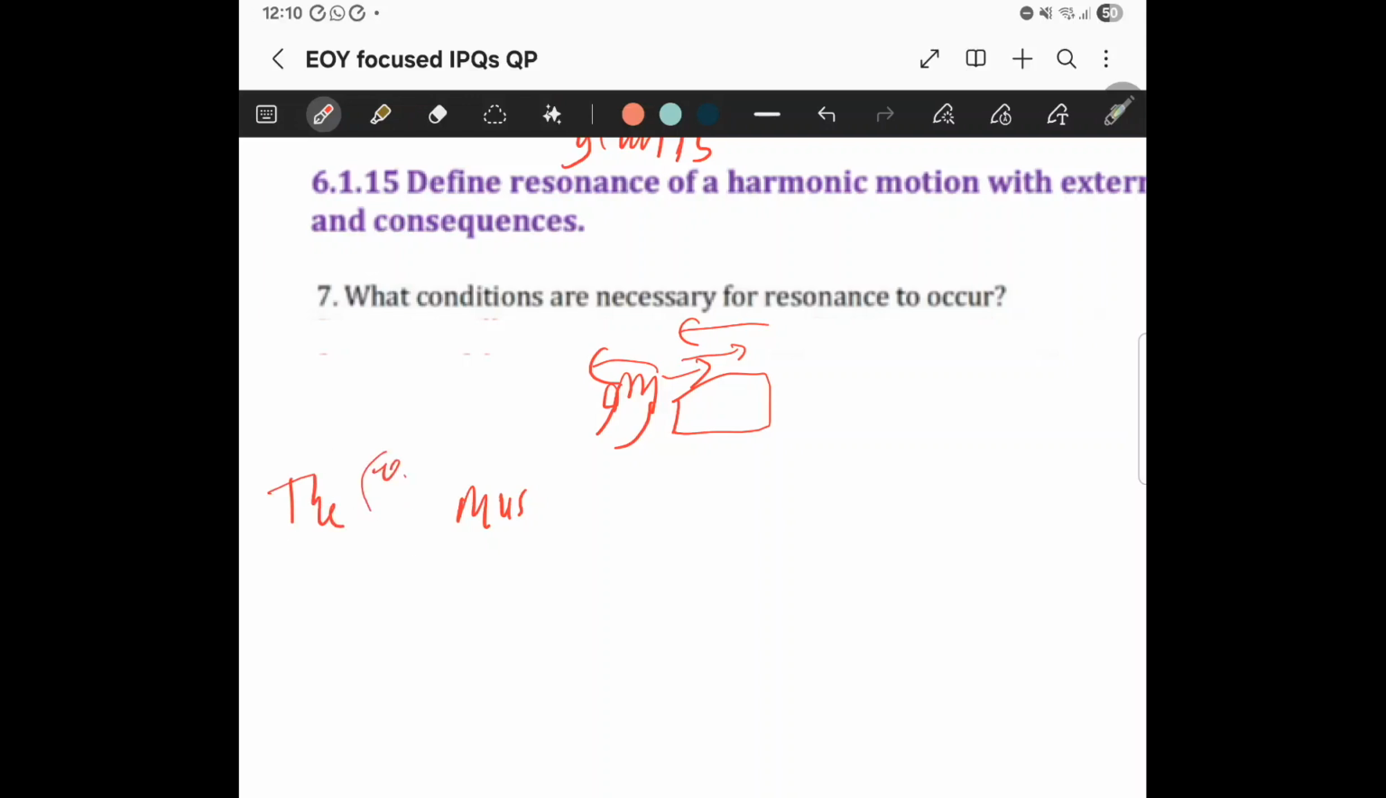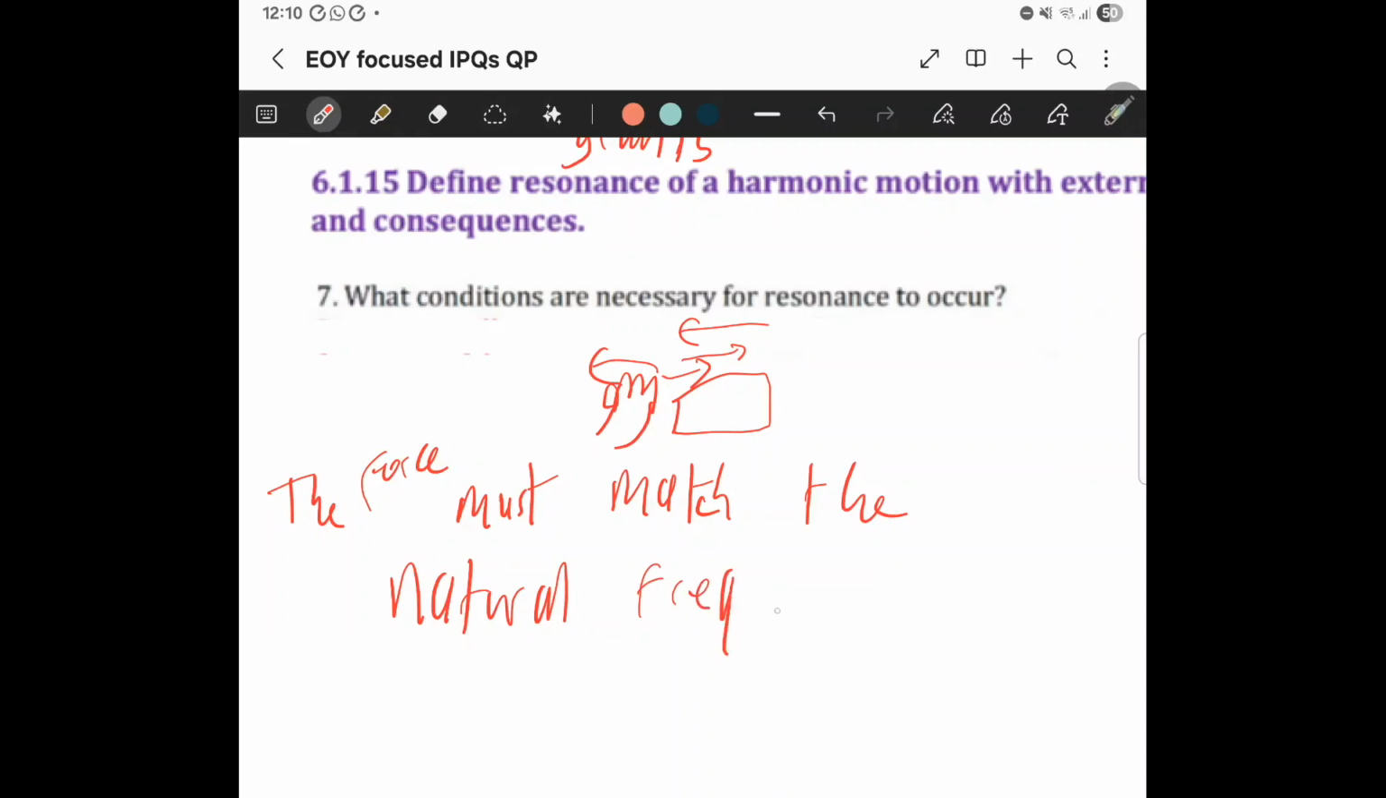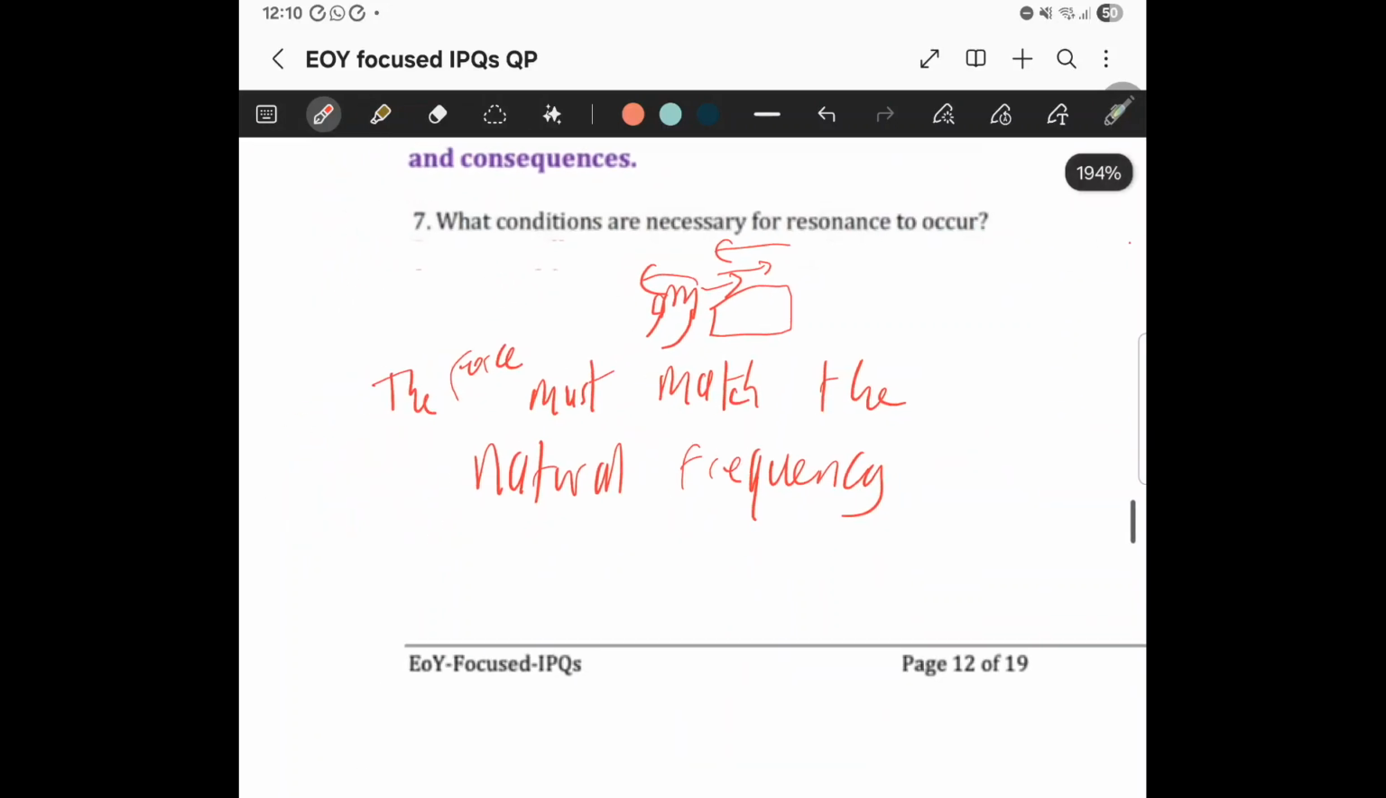The force must match the natural frequency. The force matches the natural frequency, and then it will continue. So this is moving back and forward. I move forward and back with it, and I can make it stronger and stronger.